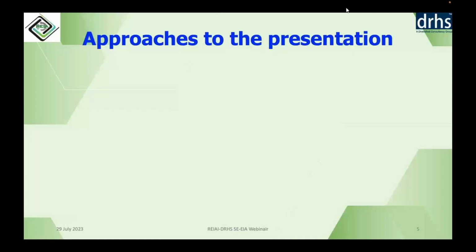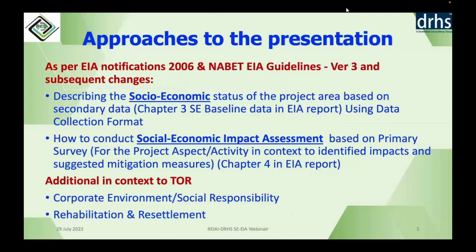Now, today, I will be concentrating on two aspects. That is one, the EIA notification of 2003 and the draft notification in 2021 and 22, and the NABET EIA guidance, which they have given on how to write the report, what are the things to be considered, and what are the quality aspects to be considered while writing the report. So I will be describing in detail chapter 3, the socioeconomic, that is, how to develop baseline data for the EIA report in socioeconomic. That is one of the major objectives.